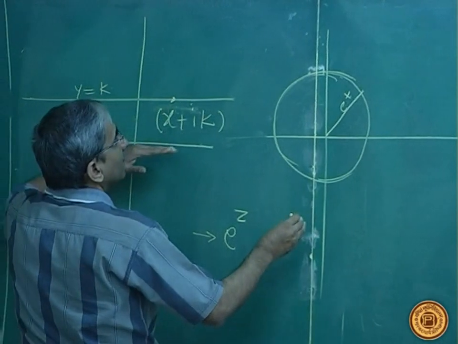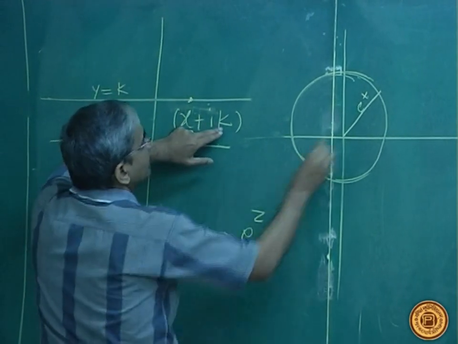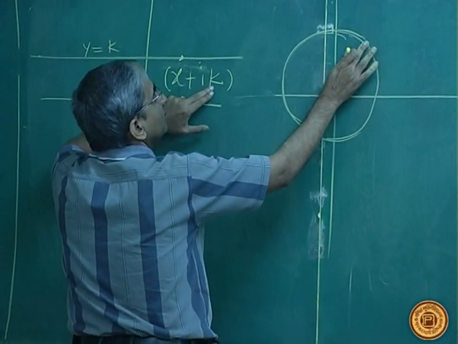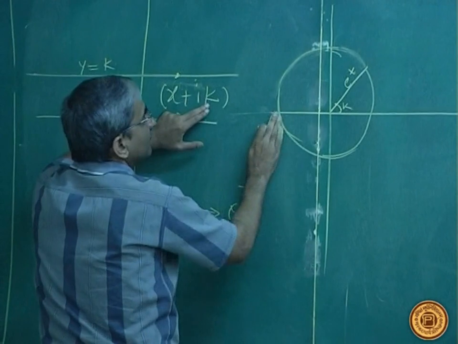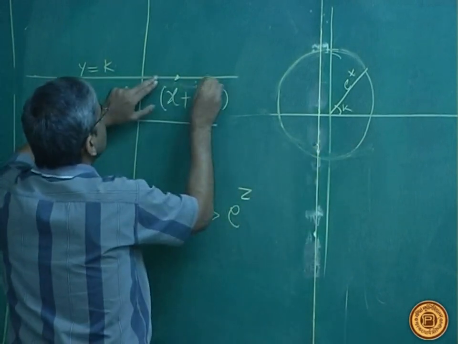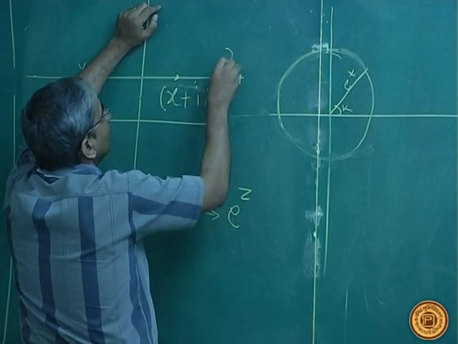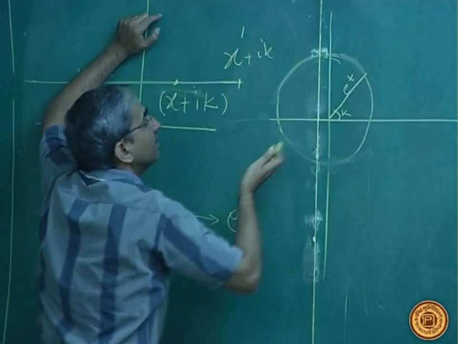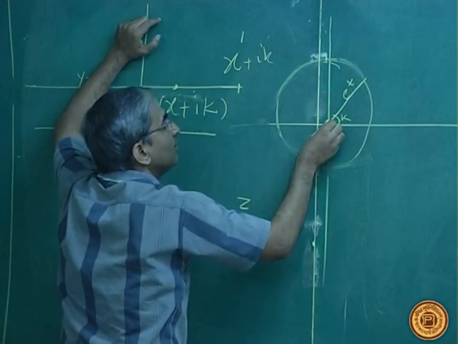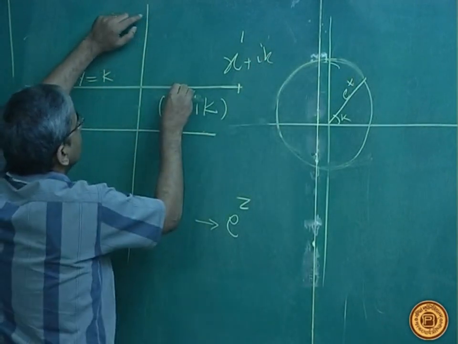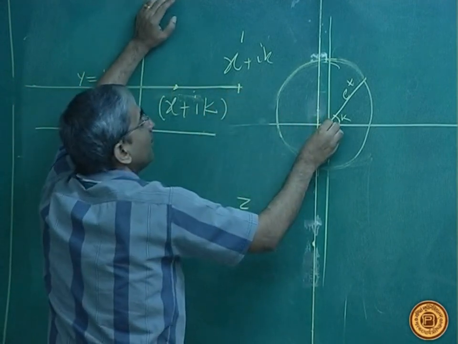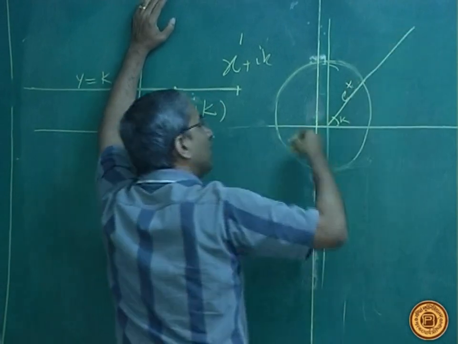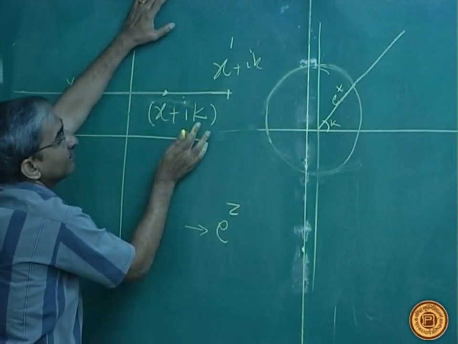But now this k is fixed. So this radius is e to the power x. We have nothing to do with the other points. We just know that the modulus is e to the power x. Now if I take this other point whose coordinates are x dash plus ik, the argument will be the same now. But this x is smaller than x dash, so e to the power x is smaller than e to the power x dash. So it will be on the same line. Why on the same line? Because k is fixed. k is the argument.